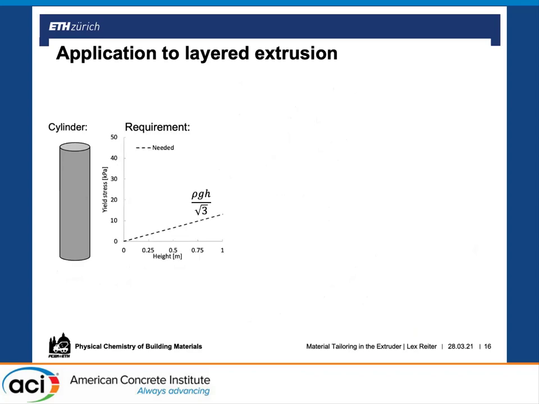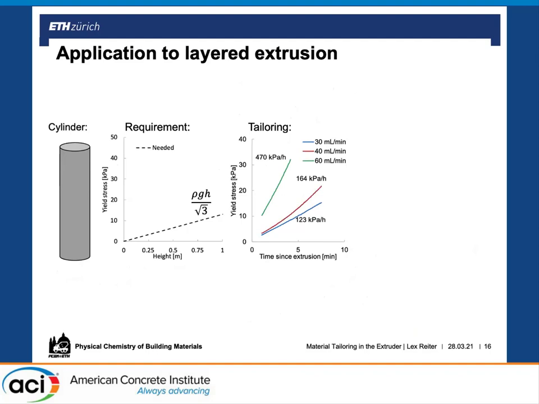For the layered extrusion process, we have now set out to create hollow cylinders. And from the models that I showed before, we can now define a yield stress evolution over height. We have the material that is being accelerated and has this yield stress evolution over time, and we can change the rate of the strength buildup.